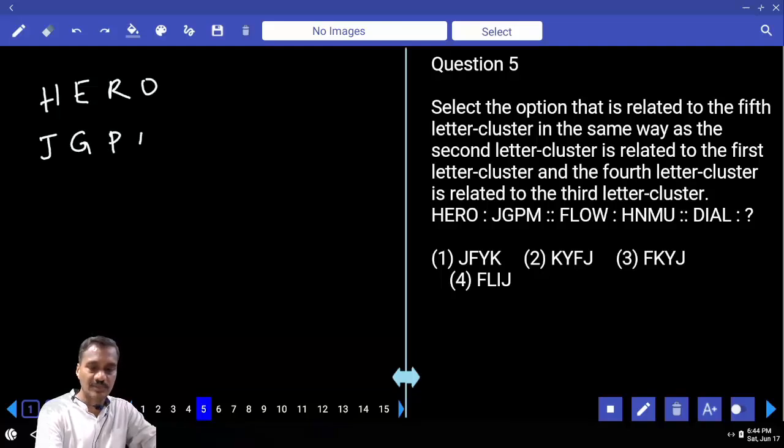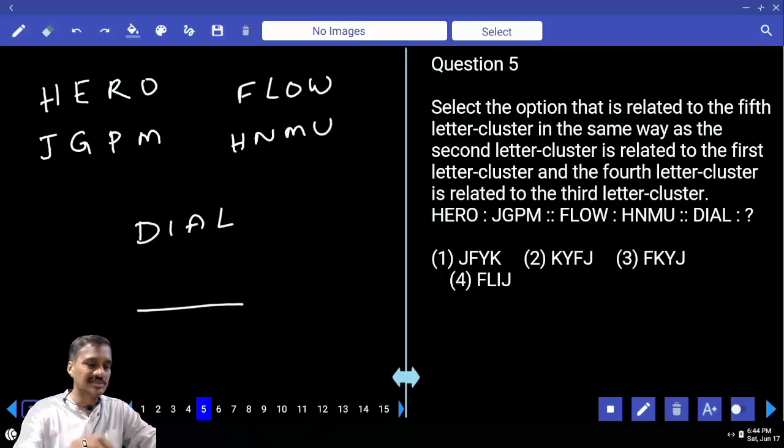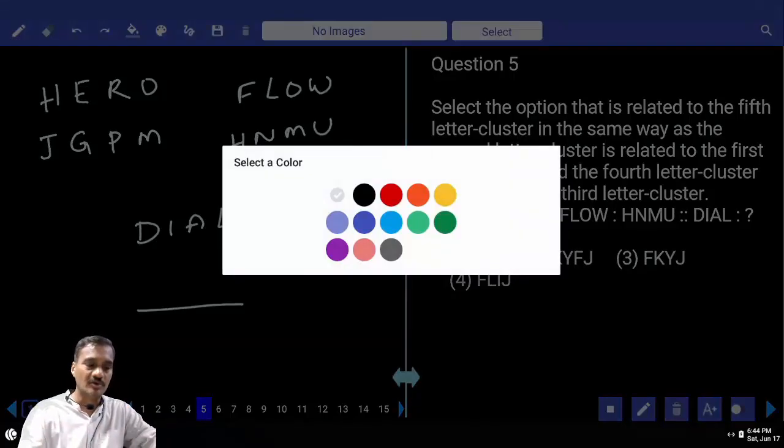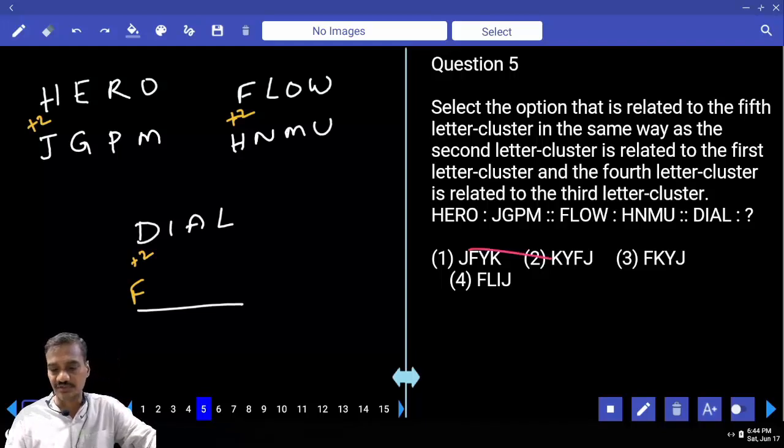JGPM. And in the same way, FLOW, HNMU, and then DIAL, then what should be the next one? H and J, tell me what is the difference between them? Plus 2, I, J. Here again, G, H. And the next one, D plus 2, that is F. Now F is the first element. Now these two are ruled out.